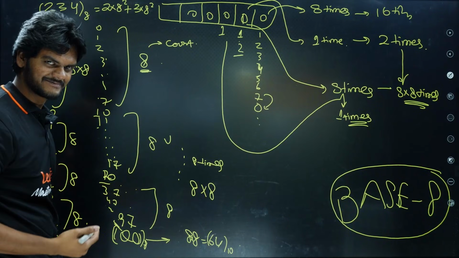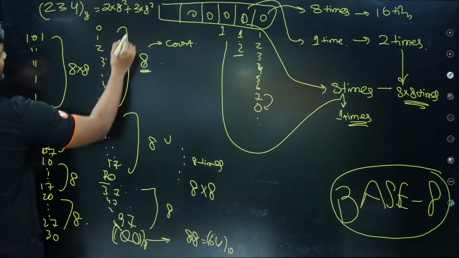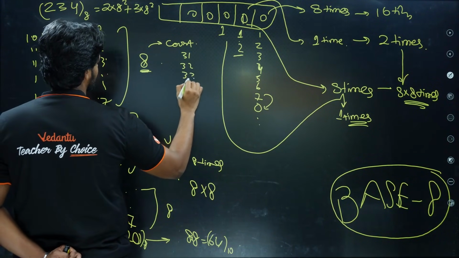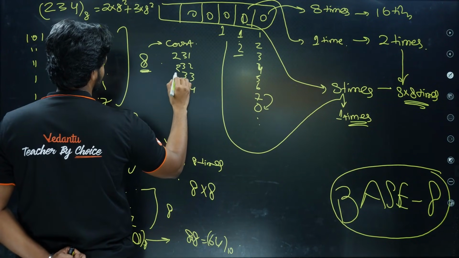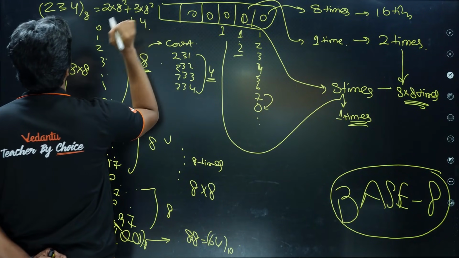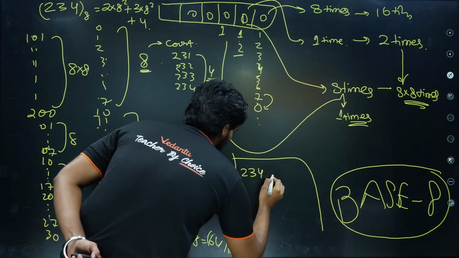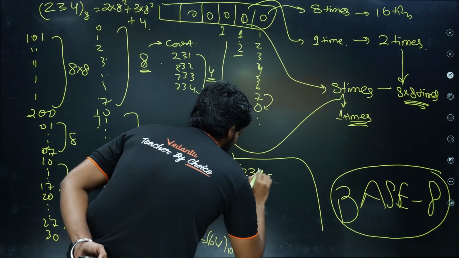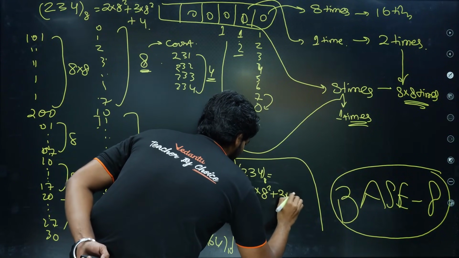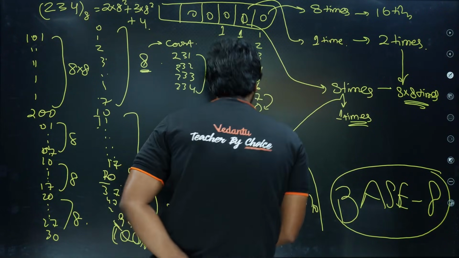So if you are catching up, till 30 we have 3 into 8 square, and then after that 31, 32, 33, 34, 231, 233. This is another 4 only. So we have plus 4. So the result which we have is 234 base 8, which corresponds to 2 into 8 square plus 3 into 8 plus 4.